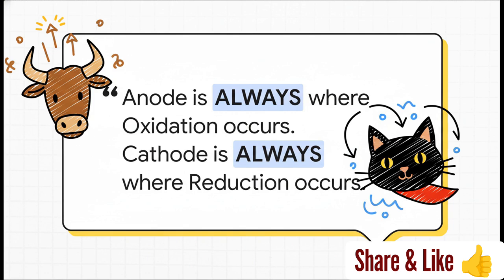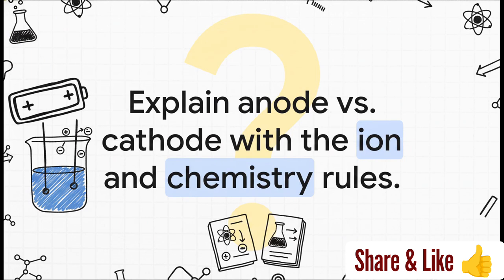The anode is always where oxidation happens. The cathode is always where reduction happens. The charges can change, the setup can look different, but an ox and red cat are universal truths in chemistry. This is the unbreakable rule. If you hold on to this, you will never be confused again. I promise. So let's end this with a little challenge to make sure all that knowledge is locked in tight.